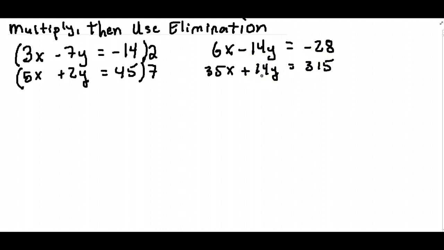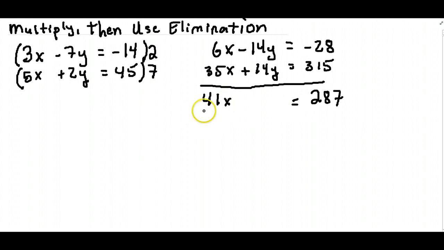And the reason we're adding these and not subtracting them is because we have opposite signs on our y terms that will drop out. So we don't want the sign to change. So if we have 6x plus 35x, that's the first term in each of our equations, we get 41x. Now we have negative 14y plus 14y, our y's drop out because that's 0. And now we have negative 28 plus 315, which would give us 287 to the right of the equal sign. Okay, so we have 41x equals 287.